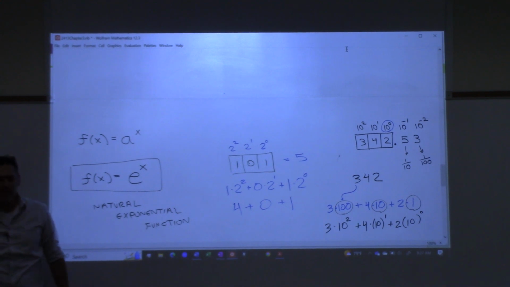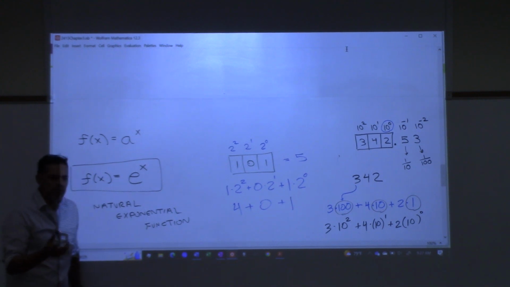Yeah? How many number systems are there? As many as you want, right? You can have base 2. There's base 8. The common ones are base 2 and base 10. Why does a computer use base 2? Anyone know why a computer uses only 2?